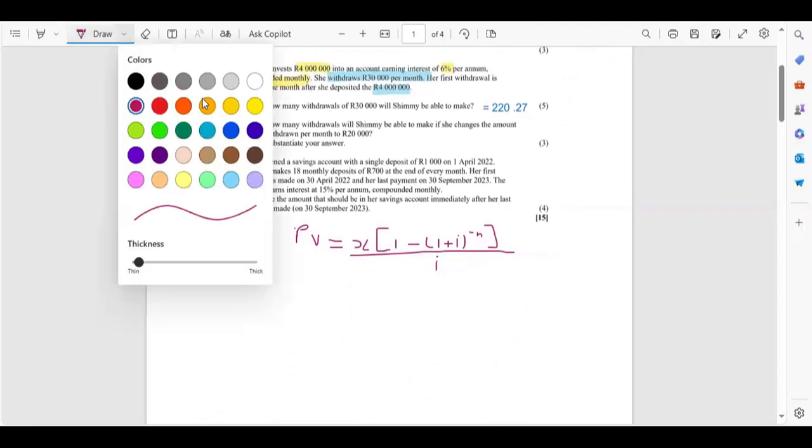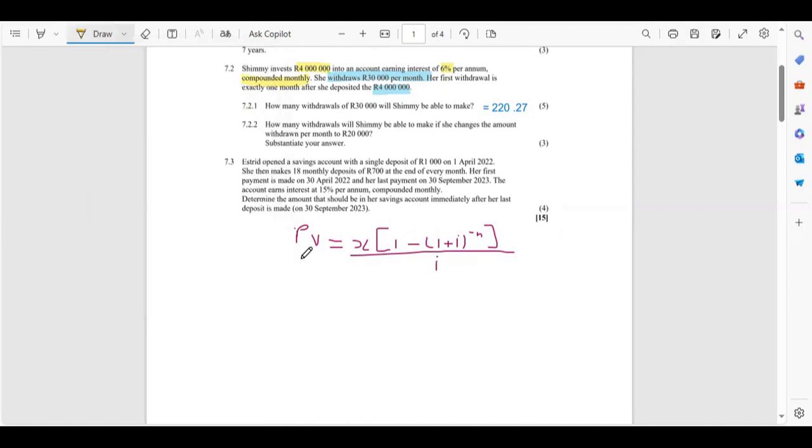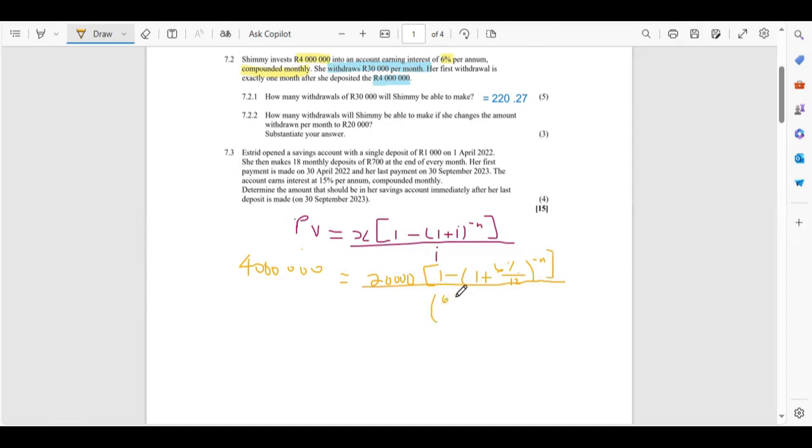Let me just write this using a different marker. So it would still remain 4 million. Now, what is our x? X would now be 20,000. And this is 1 minus 1 plus our interest didn't change, so it's still 6% divided by 12, all to the power minus n. And this, remember, it's divided to your i, which is 6%, and it's compounded monthly, hence we're dividing it by 12.